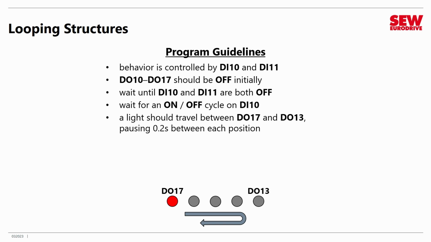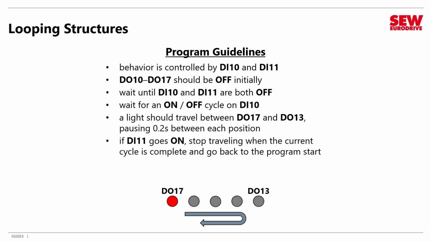And I'd like you to pause 0.2 seconds between each position, 200 milliseconds. And if you turn DI11 on anytime when the light is traveling, it will complete the current cycle. That means it'll go back to DO17, and then it will go back to the program start and wait before doing anything further. Otherwise, it'll just keep traveling endlessly.